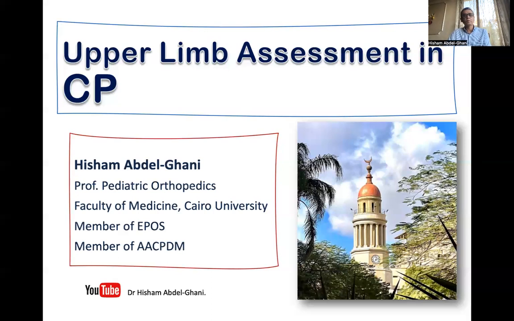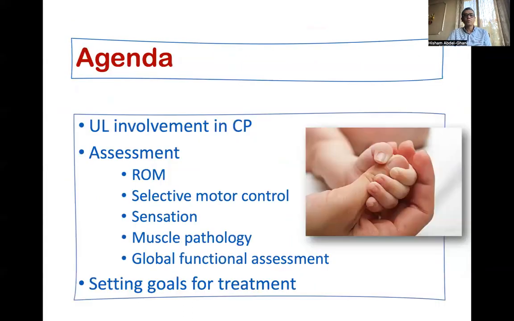Bismillahirrahmanirrahim. I'm going to talk about the upper limb assessment in cerebral palsy patients. I will talk about upper limb involvement assessment, which includes range of motion, selective motor control, sensation, muscle pathology, global function assessment, and setting goals for treatment.